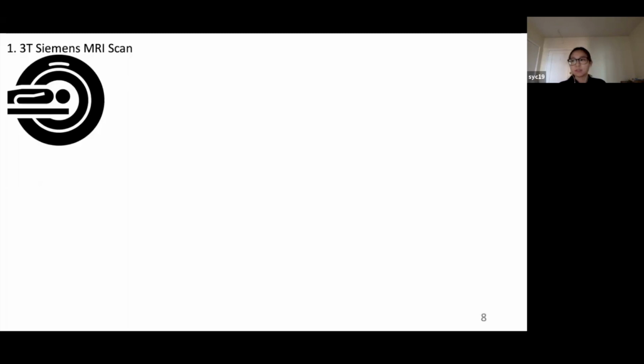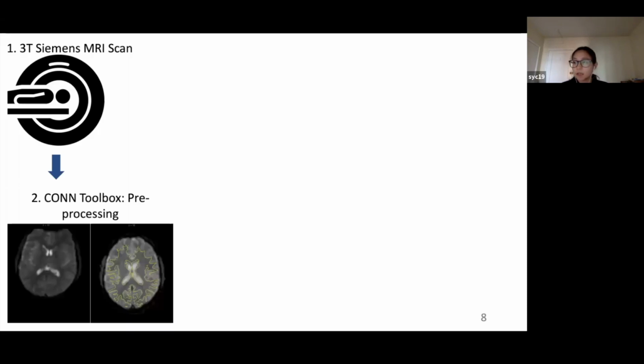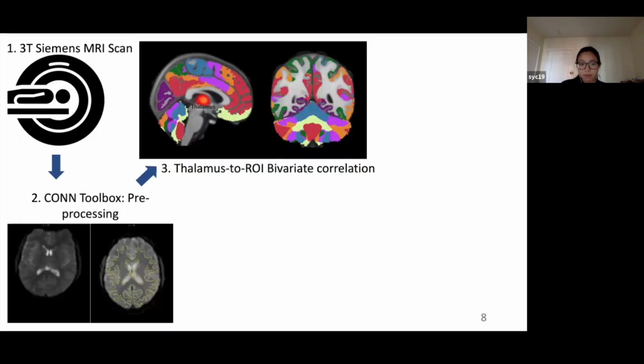So these are the study methods. Patients undergo a 3T resting state fMRI scan, and the scan data is pre-processed in the CONN toolbox. First level analysis is a ROI to ROI bivariate correlation that is Fisher transformed.